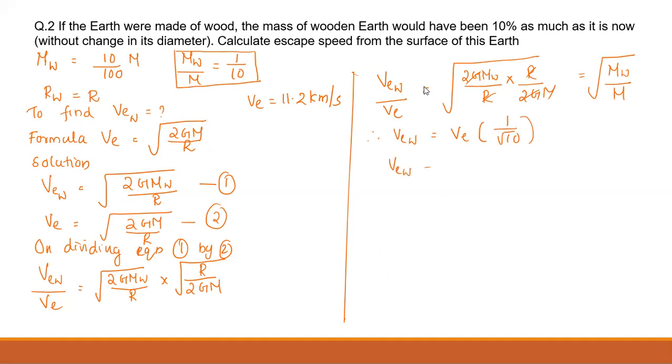Escape velocity of Earth value we know, 11.2 into 1 upon root 10. Root 10 is equal to 3.162. 11.2 divided by 3.162 is 3.54 kilometer per second. This is the escape velocity of wooden Earth. I hope you all understood. Let us solve the next question.